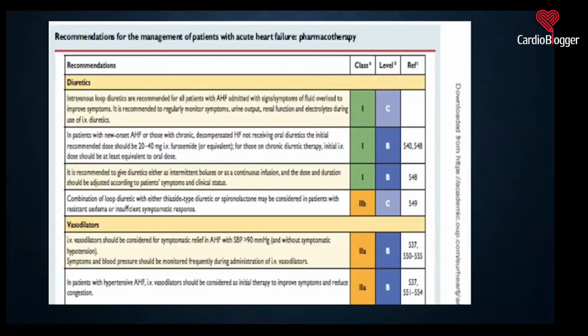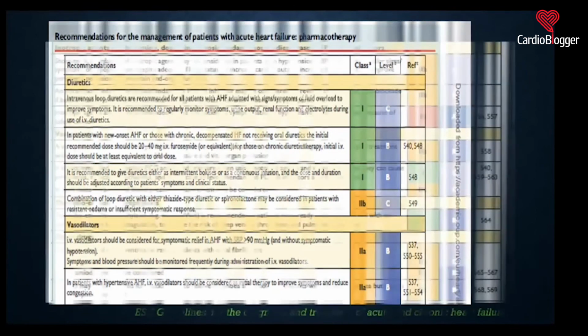Even in patients with acute decompensated heart failure, unless the BP is less than 90, you should always try to manage such patients with a vasodilator if the BP is more than 90. 90 remains a very low cutoff, we know, but most of the trials show that if the BP is more than 90, you can very well start the vasodilators in such cases. And in patients with hypertensive heart failure, vasodilators should be considered the initial therapy.